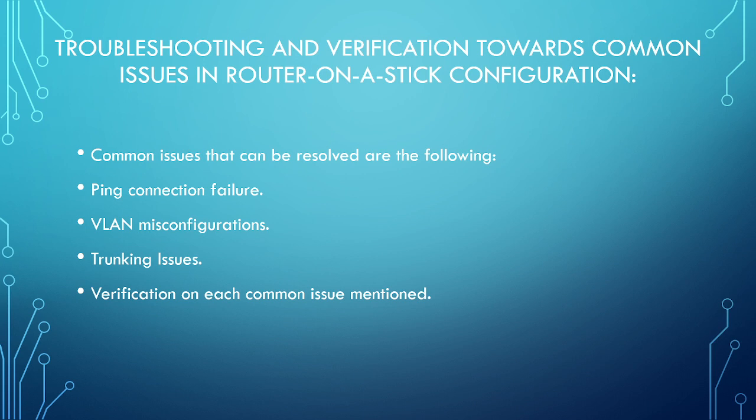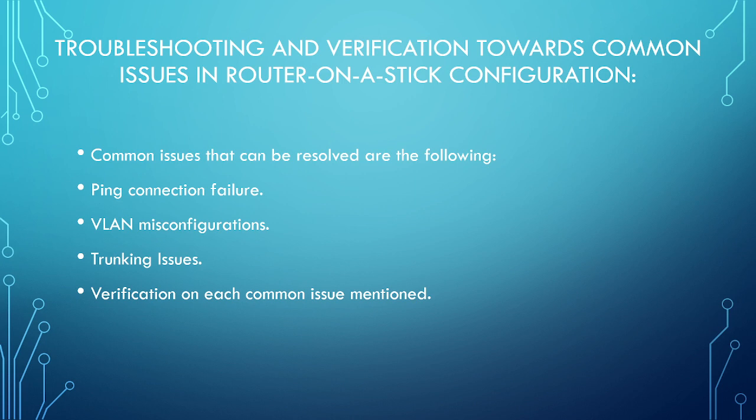First one we'll discuss is ping connectivity failures. We can verify that the VLAN configuration on both the router and the switch are working correctly. We can check trunking configuration for compatibility between the devices. We can validate routing table entries for the connected VLANs. We can test with different devices to eliminate device-specific issues.